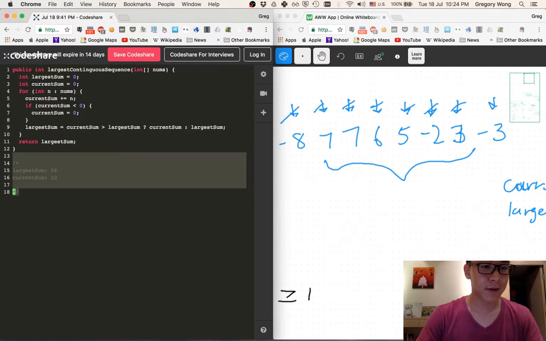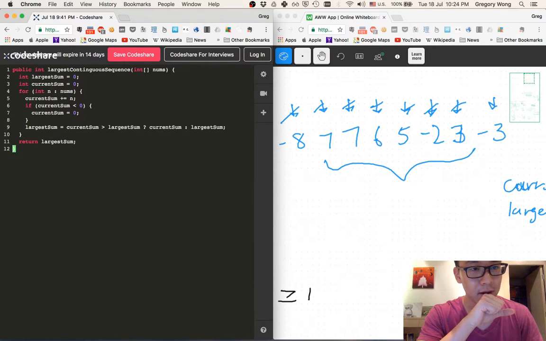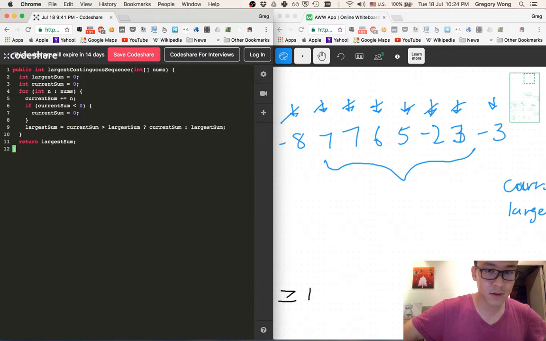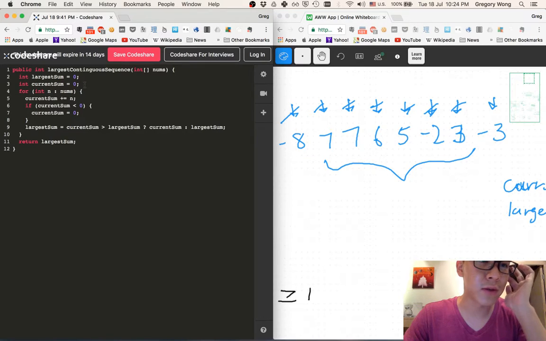I think that's it. Would this still work if all you had was negative numbers? No, it wouldn't, because it would return 0 as the largest sum.